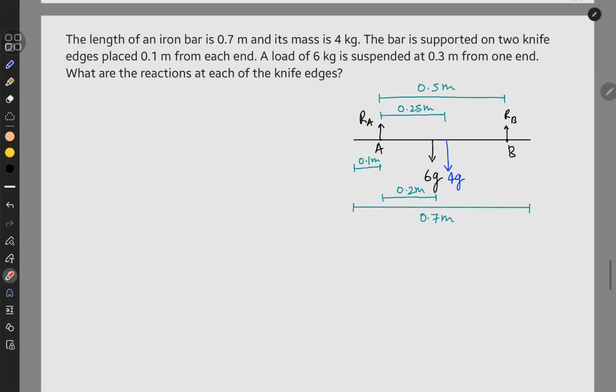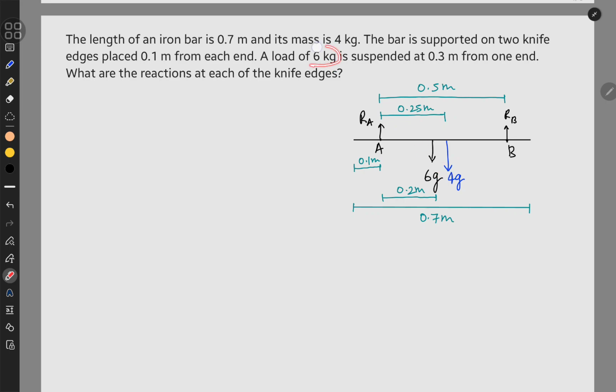So in this question, we have an iron bar which is 0.7 meter long, and there are two edges of knives, at A and at B, and it is being kept at these two edges, and these edges are 0.1 meter apart from the ends. At B point, this distance is 0.1 meter, and at a distance of 0.3 meter from this end, we have a load which is hanging in a vertically downward direction.